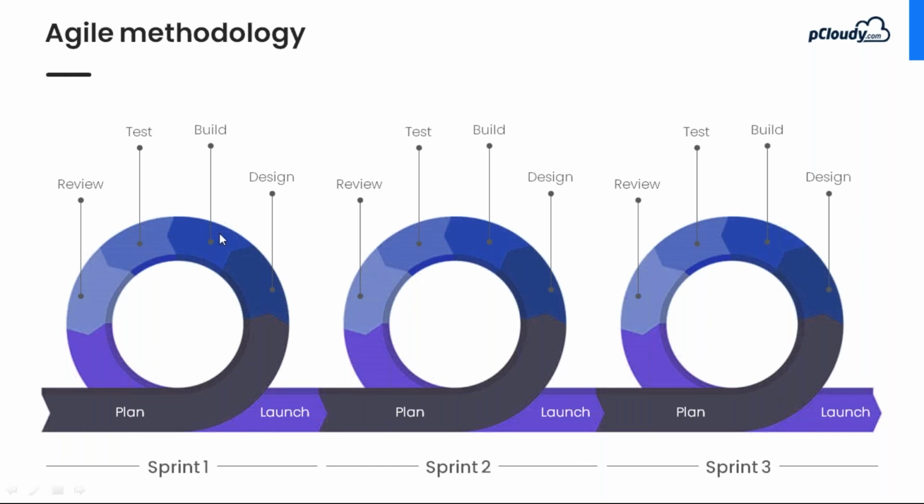If you see this iteration, which we call sprint 1, sprint 2 and sprint 3, in each sprint you have all the possible things. You will be doing planning, designing, building, testing, and reviews, and then we launch it, and the planning for the next iteration starts. So if something goes wrong with the code, the feedback going back to the development team is very quick.